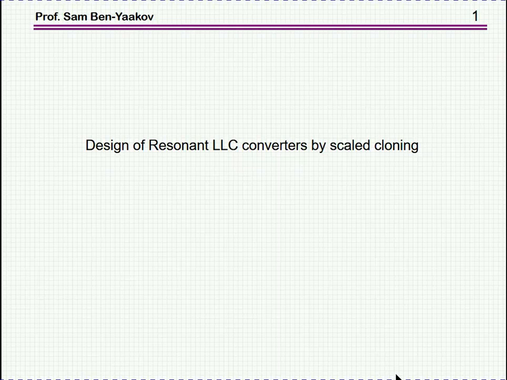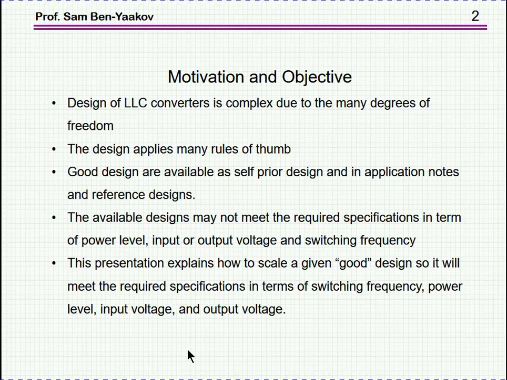Hi, I'm Ben-Yaakov. The title of this presentation is Design of Resonant LLC Converters by Scaled Cloning. Let me first explain the motivation and objective of this presentation.